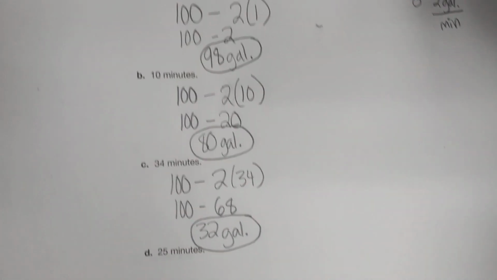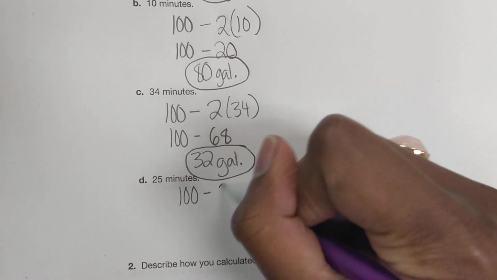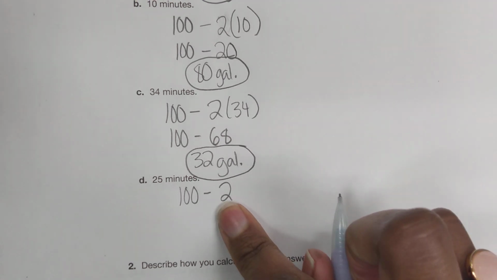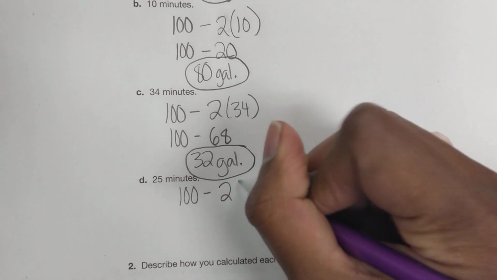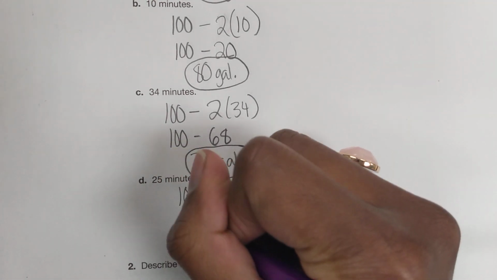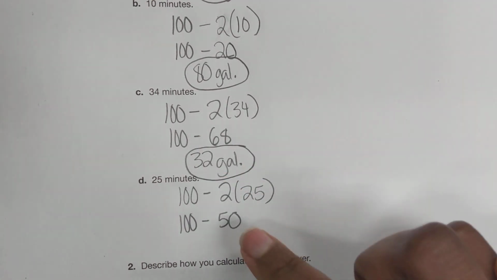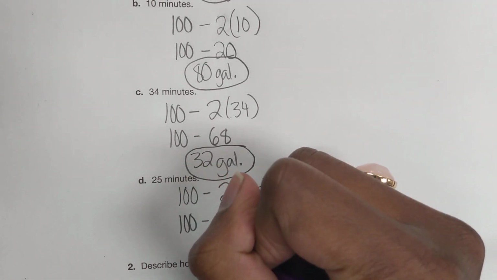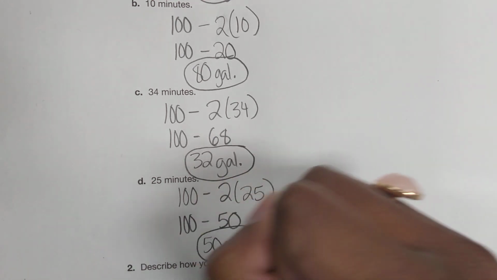Last one, number 25. I had 100 gallons in the tank, and every minute 2 gallons came out. Well, that occurred over and over and over for 25 minutes. That means 100 minus 50. After 25 minutes, I only have 50 gallons left in the tank.